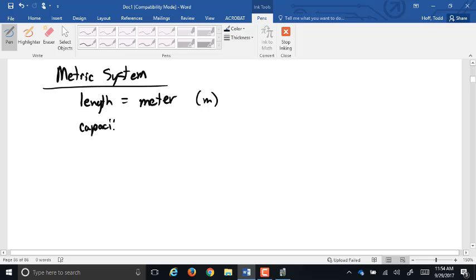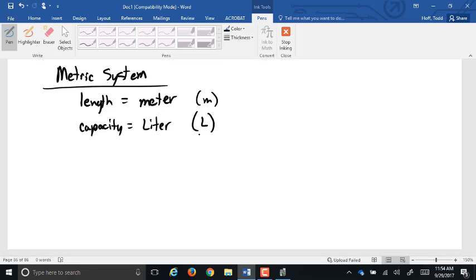For capacity, it's a liter. Now, I was always taught you abbreviate liter with a capital L. I found out years later the reason for that. I learned the metric system when I was in middle school in the late 80s, 1980s, by the way. What's that?